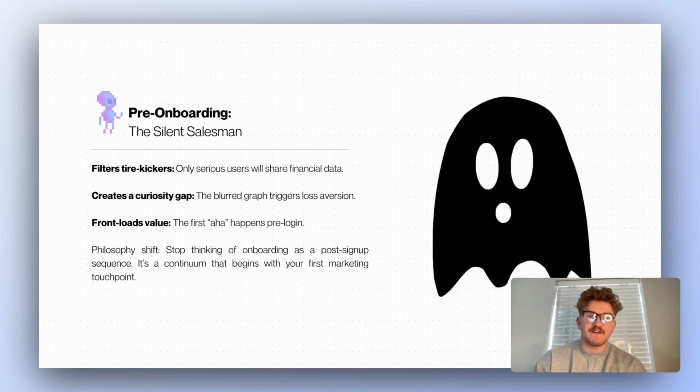So the blurred graph triggers loss aversion. In other words, when you see that gap and you see that potential error in your bookkeeping, or a problem in your forecast, it's going to trigger this curiosity, like, how do I fix that? And it also front loads value. So the first aha moment happens pre-login. You haven't even logged in yet and you've been given value by my company.